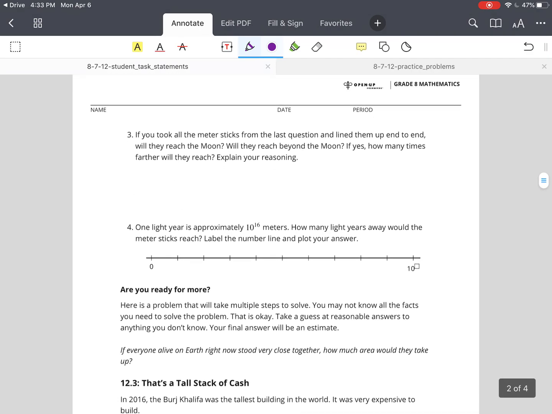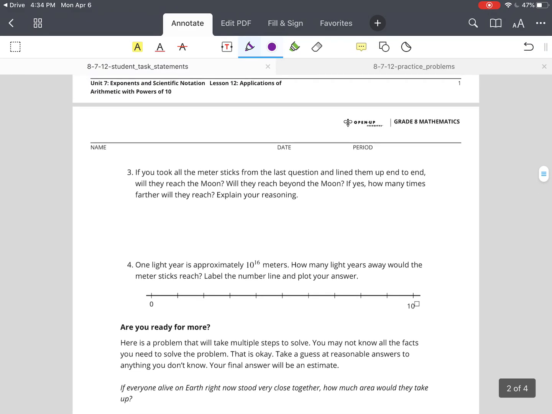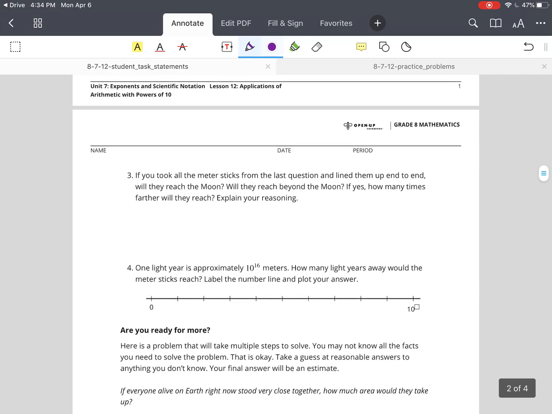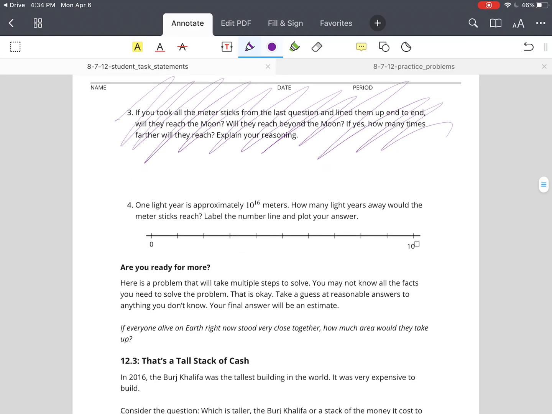If you look at all the meter sticks from the last question and line them up end to end, would they reach the moon? Will they reach beyond the moon? If yes, how many times farther? Once again, don't know, because we don't have that information. 1 light year is approximately 10 to the 16 meters. Remember, 1 light year is how much distance light travels in 1 year. How many light years away would the meter sticks reach?